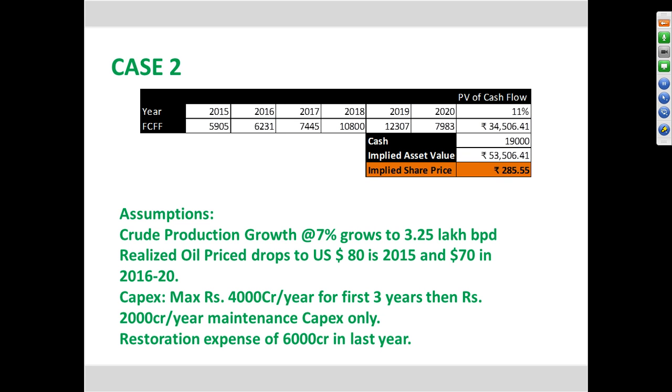Now let's look at case 2. In case 2, I'm saying that they would, let's say, grow their output. The management would think, yeah, last option, let's increase our oil output. And again, 7% is the number I've arrived at through management guidance only.